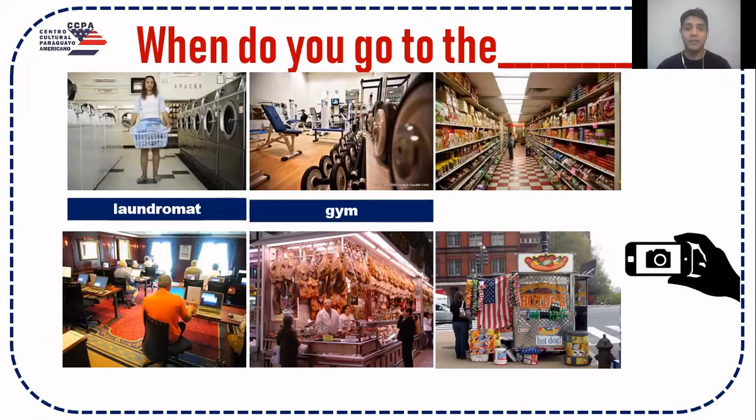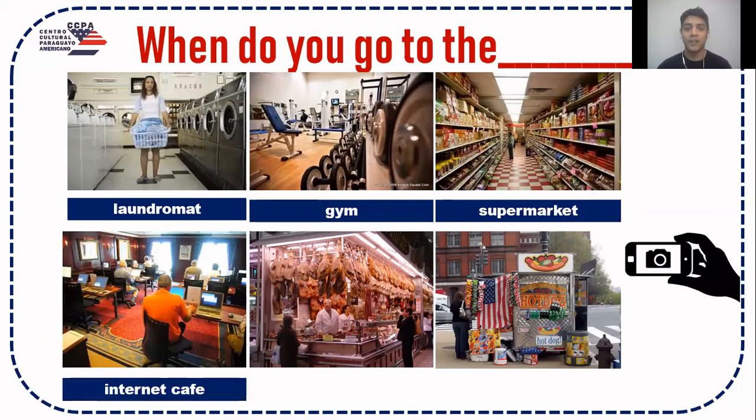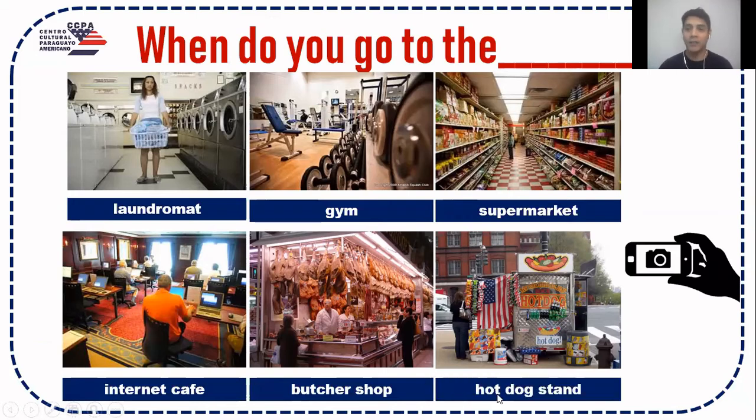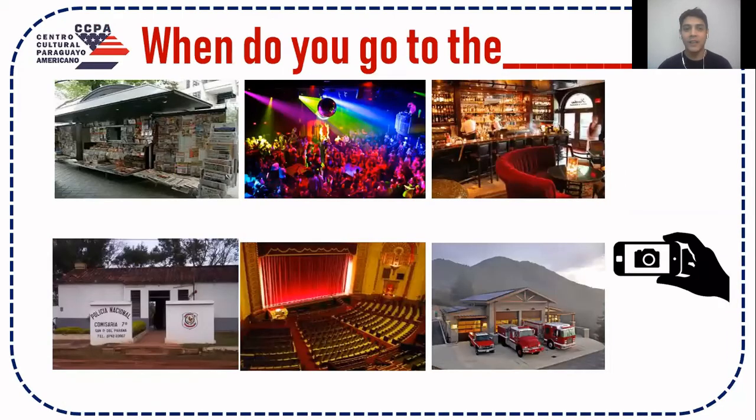We have the laundromat, gym, supermarket, the internet cafe, butcher shop. The butcher shop is a place where you buy meat, right? For your asados, sausages, chicken, fish, any kind of meat, you buy in the butcher shop. Then we have the hot dog stand, right? This one is on Palmas on Estrella Street, right next to, in front of, or across from El Bolsi. You have many of these places, right?